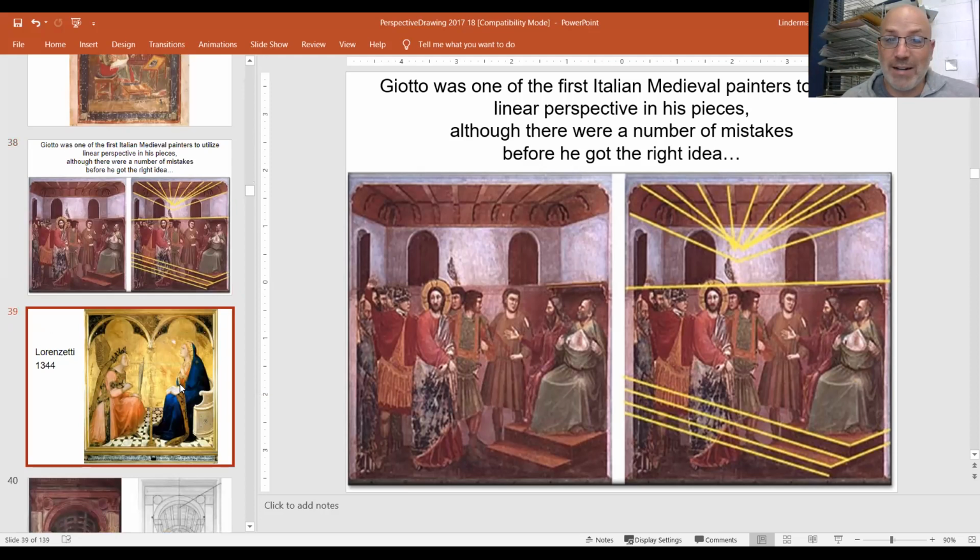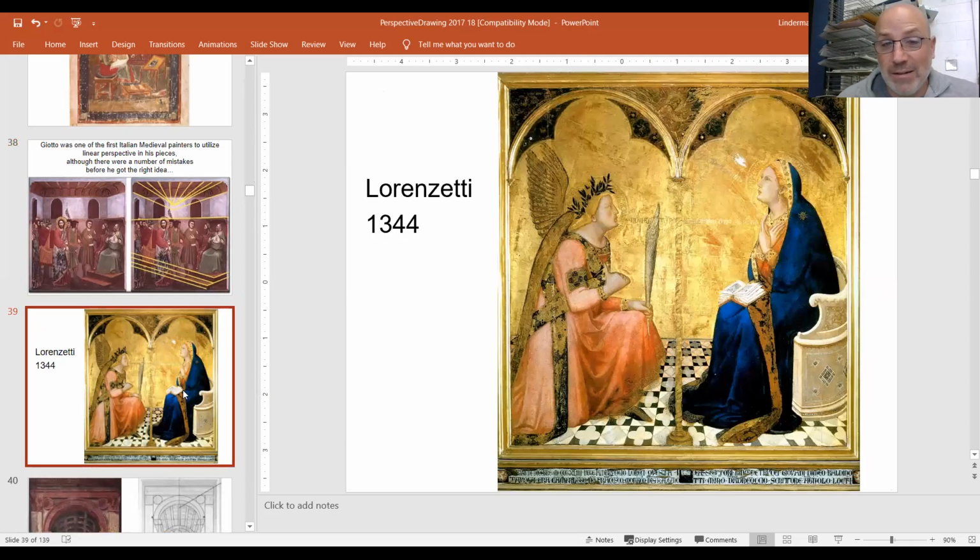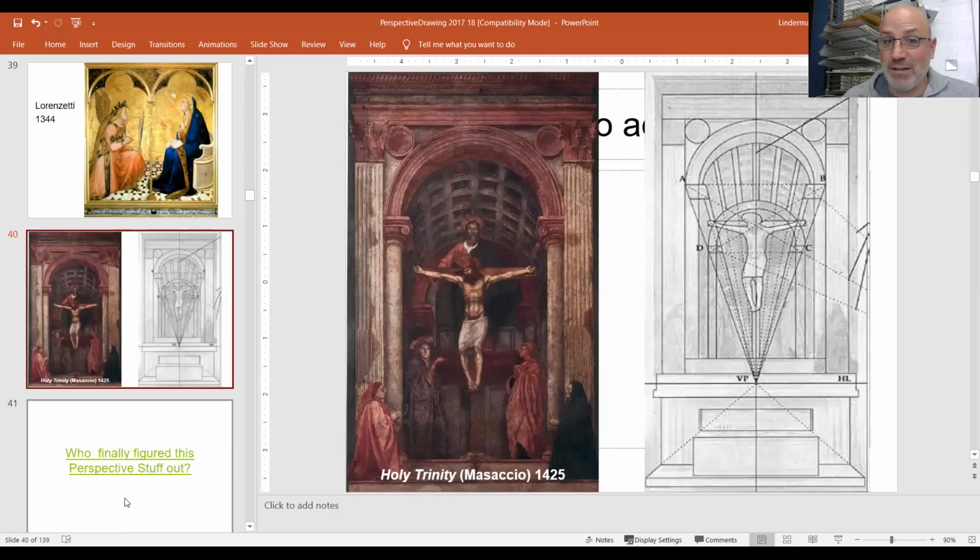One of the first who really got it, maybe by accident, was a guy named Lorenzetti, another Italian fellow. And if you look at this floor here, this checkerboard, or what we call a parquet floor, it gets really close. Actually, it looks pretty accurate to me. There are some inconsistencies. Some of them are more rectangular instead of square, but it is believable. And these folks look like they're living in a believable space. Then Masaccio comes along. He gets it right.